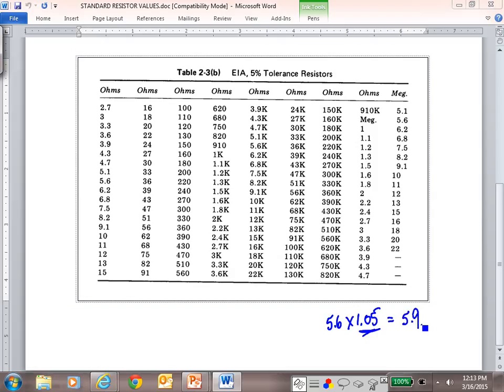Okay, so we can't use that one. So I drop down to the next one. So we use a 5.1K right there. Yeah, there's no 5.4 standard. So 5.1K, that's the size resistor that we would use.